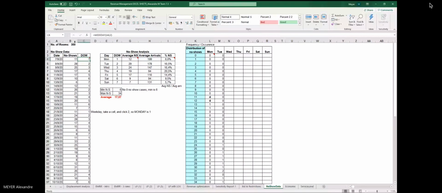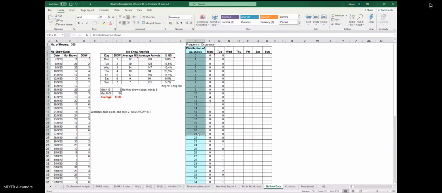Then you are given the average arrivals. This was given. You have to find the percentage of no-shows, because that is how you will find the optimal booking ratio, the overbooking ratio. You have to look at the probability or percentage in relation to arrivals: out of everyone arriving, how many people will not show? So you take your average no-show value and divide it by the average arrivals, and you'll get a percentage of no-show.